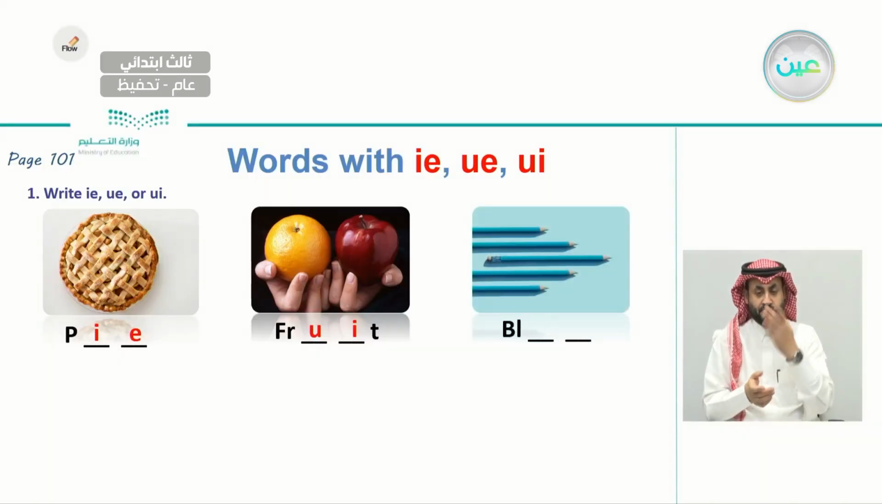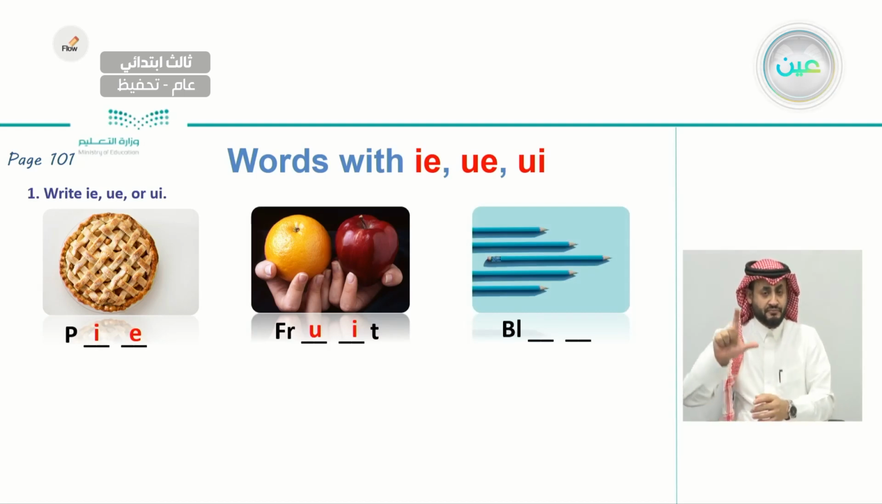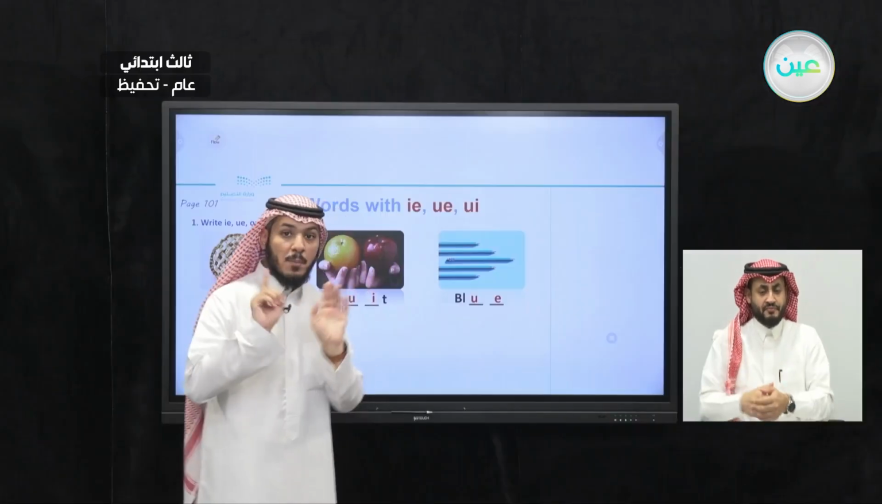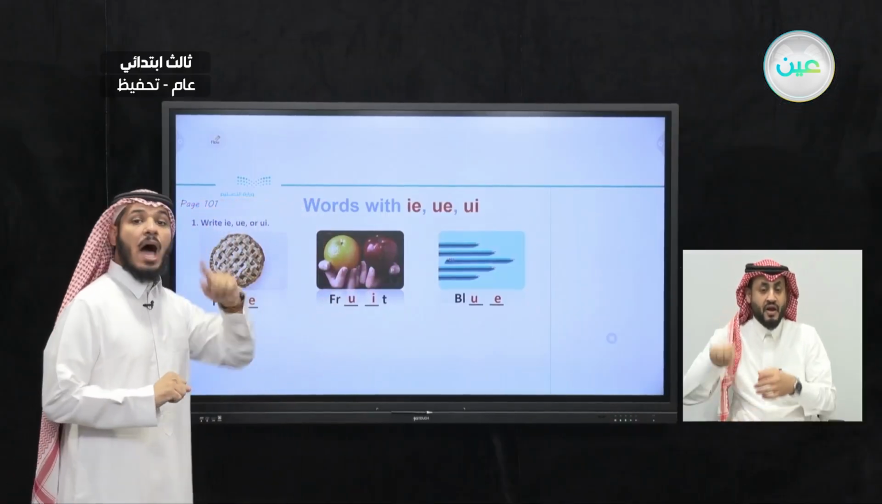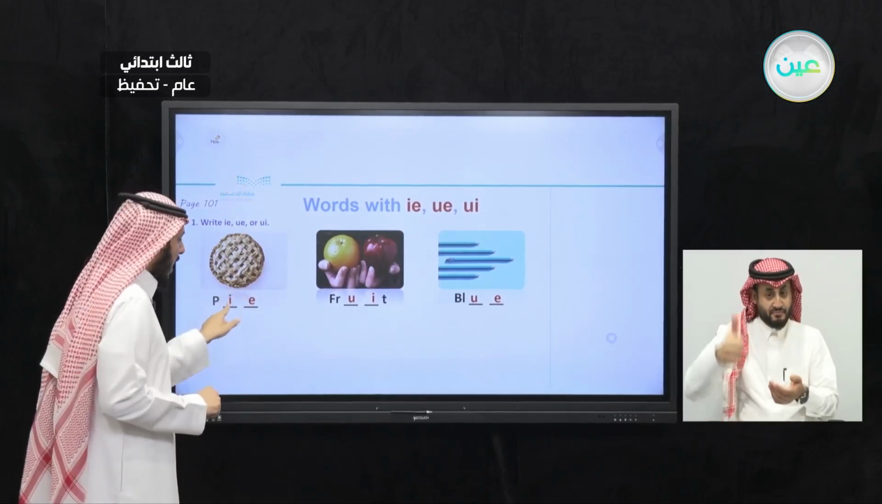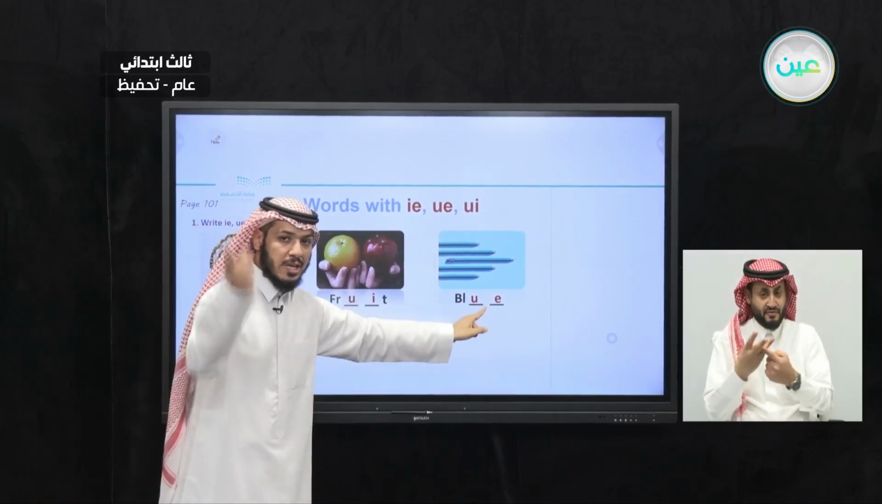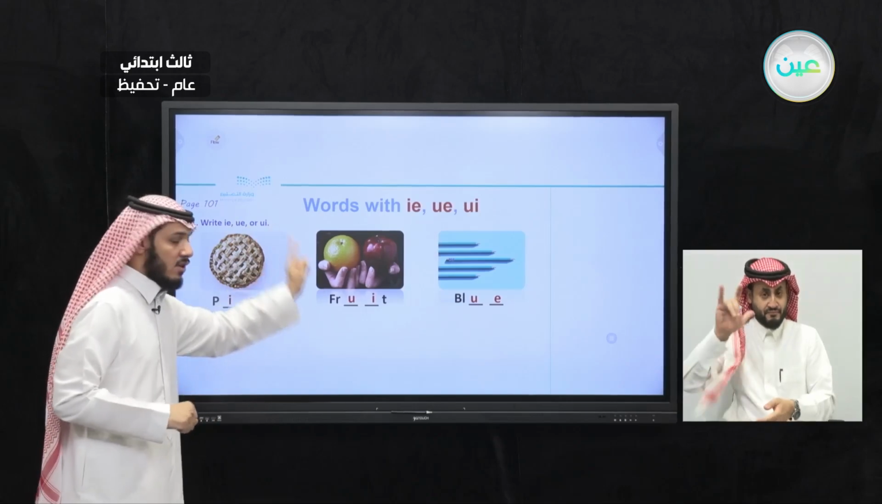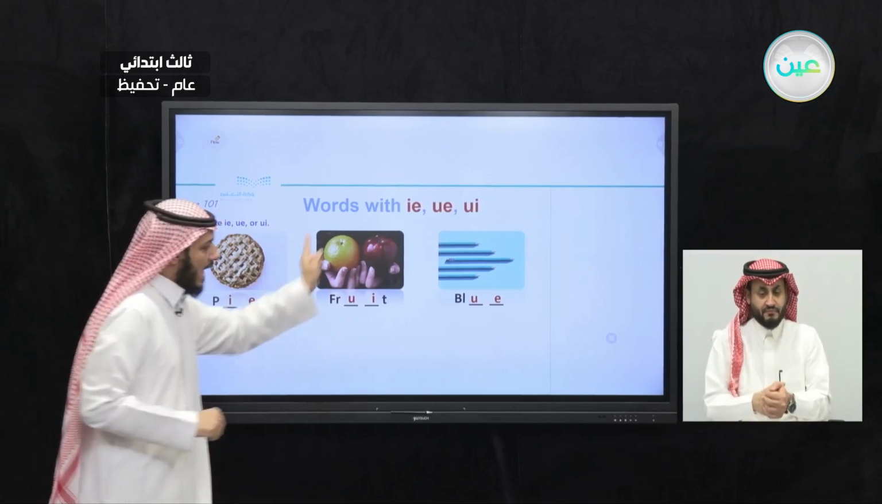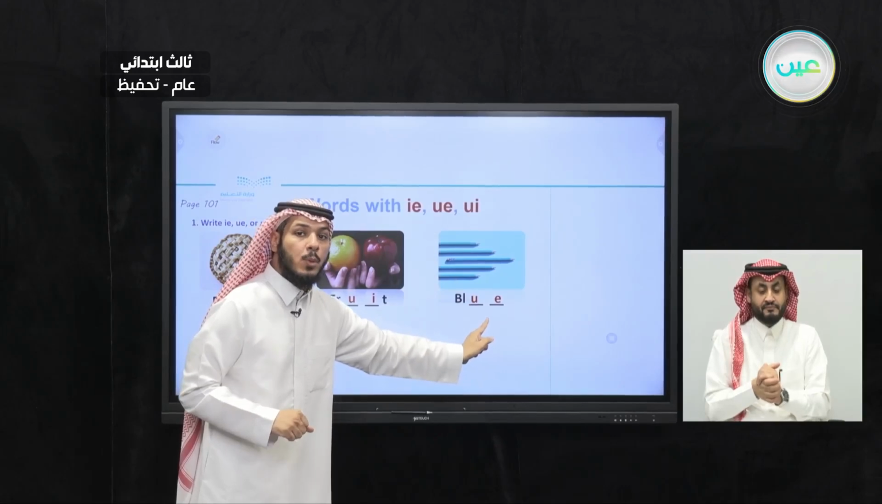Okay. What is this color? It starts with blue. Blue, yes, that's right. Also, if you have UE, it is oo. So we have fruit, blue. Okay, so UI and UE, the same sound. But IE is pronounced as I. So we have pie, fruit, and blue. Say it with me. Pie, excellent. Fruit, perfect. And blue, say it with me. Blue, perfect.